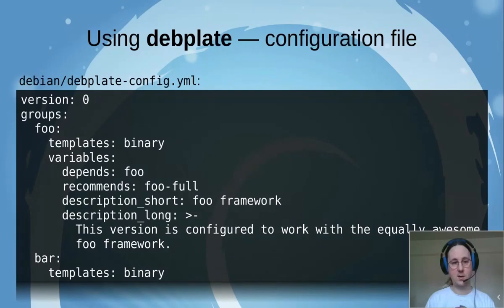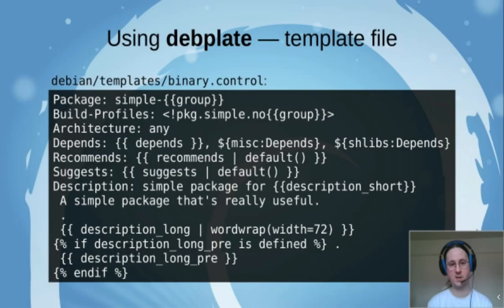Everything is organized into groups. This top level group may or may not contain packages. In this example, we have two groups under the top level called foo and bar. Both of them are applying a collection of templates called binary, and they'll have different variables that will be used in those templates. And so here's the binary.control template that would be used for that.